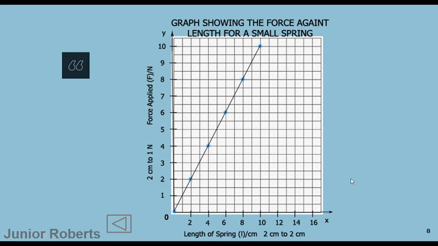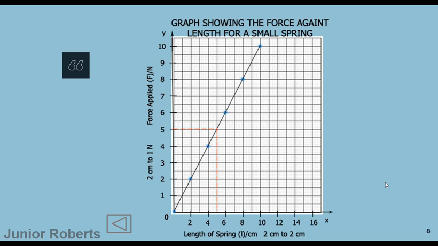So I start at 5, go over to the line of best fit, and then continue down to the x-axis. From this, I'm seeing that when a force of 5 newtons is applied, the length of the spring will be 5 centimeters. And just as we can find a value on the x-axis that corresponds with a value on the y-axis, we can also find a value on the y-axis that corresponds with a value on the x-axis.